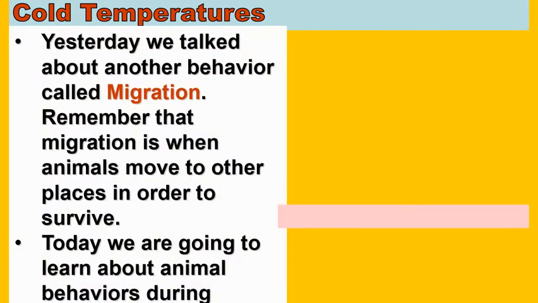Yesterday we talked about another behavior called migration. Remember that migration is when animals move to other places in order to survive. Today we're going to learn about animal behaviors during droughts.